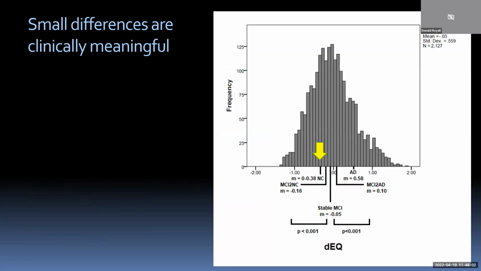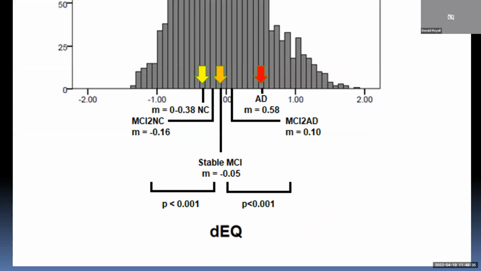So let's look at this distribution in a little more detail. This is data from TARC. Here are the DEQ scores. Like I said, I like to use DEQ and TARC because it's equivalent across ethnicity. And here on the left is the mean for the normal controls. And now this is the mean D-score for Alzheimer's cases. And here is the mean D-score for stable cases of MCI who do not convert to dementia over the next 5 years.